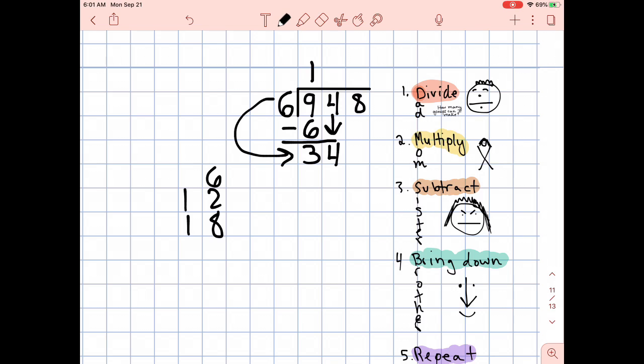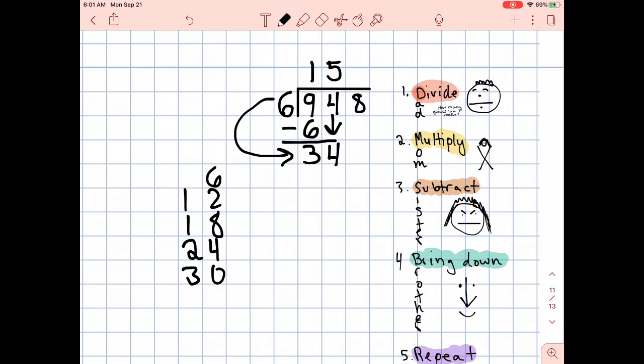I've got 6, 12, 18. Next up, let me think, is 24. Then 30, then 36. 36 is too big. I have to stop before I get to 34, because I want to know how many groups I can make with 34. So I'm going to erase 36 so it doesn't distract me. How many groups can I make? I can make 1, 2, 3, 4, 5 groups. Write your answer down before you forget.